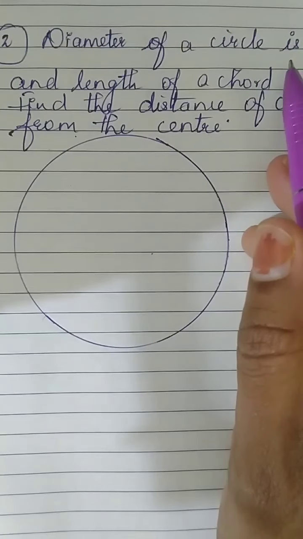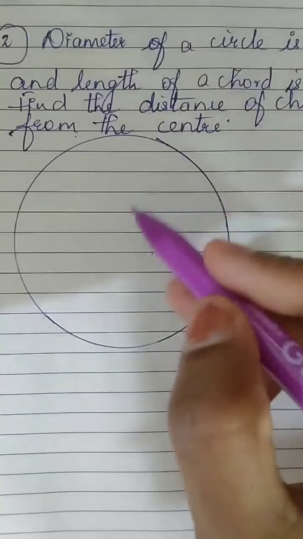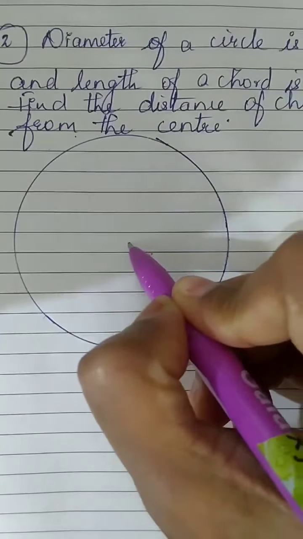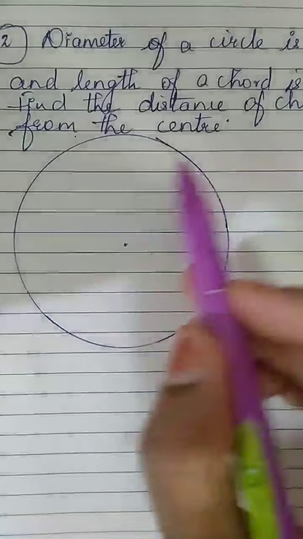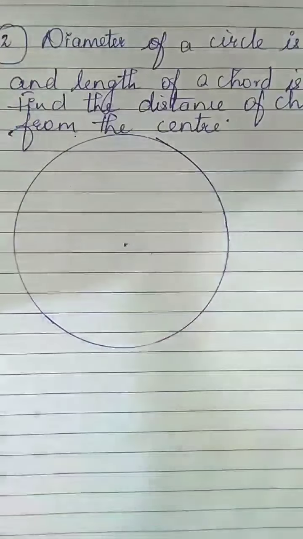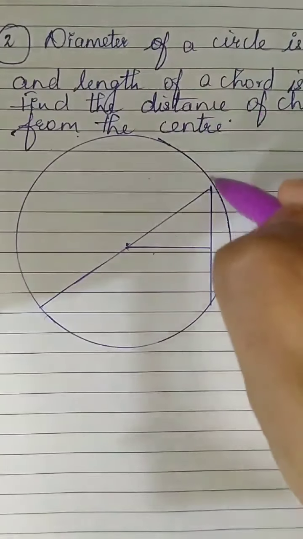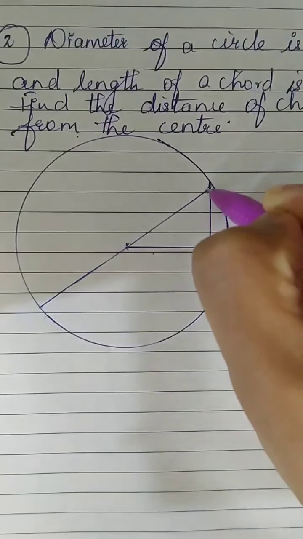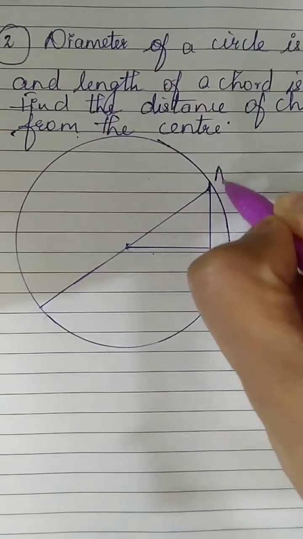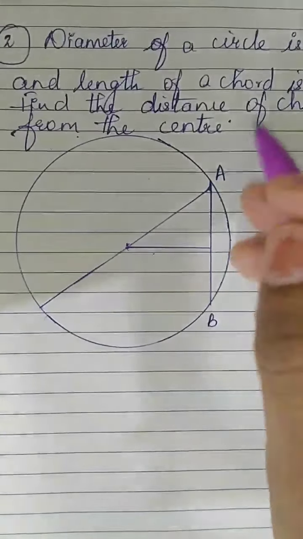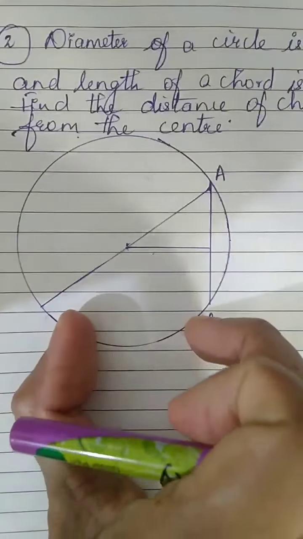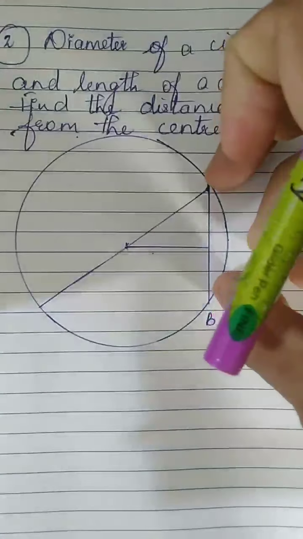Diameter of circle is 26 centimeter. Okay, diameter is given. Show the center. Length of chord. So we want a chord now. Find the distance of chord from the center. I have taken the circle this way and the chord this way. This is the chord that I have taken. I'll name this chord as AB. Every time I don't want to take the chord here. This time I took the chord this side.